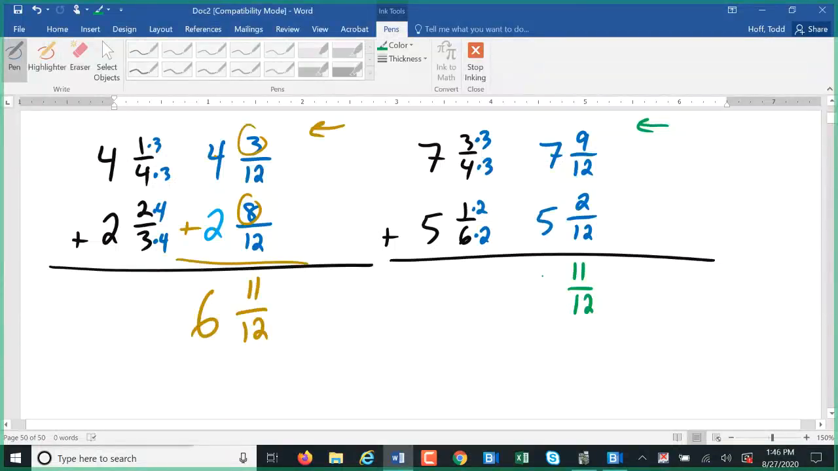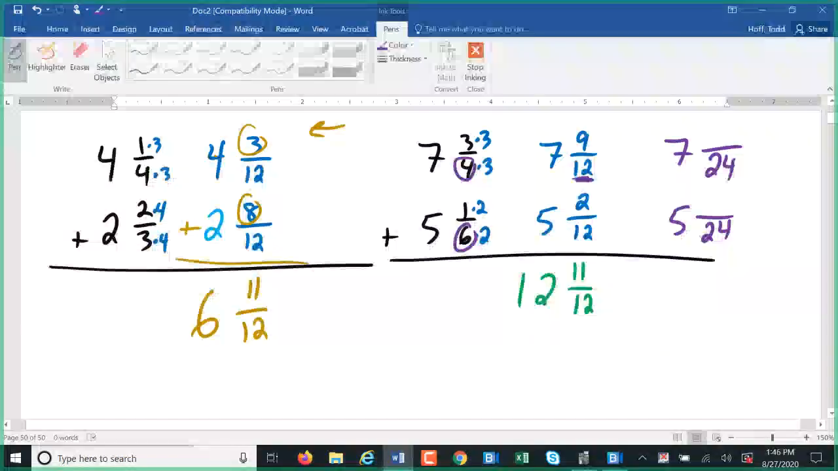7 plus 5 is 12, so 12 and 11 twelfths. Now, if you did not see that there's a least common denominator of 12 there, you could have just multiplied the denominators. 4 times 6 would be 24. That would work just fine, although it's going to be a little bit more work.